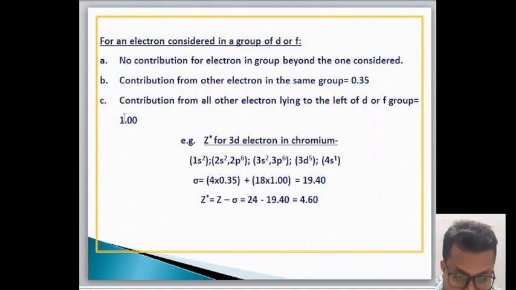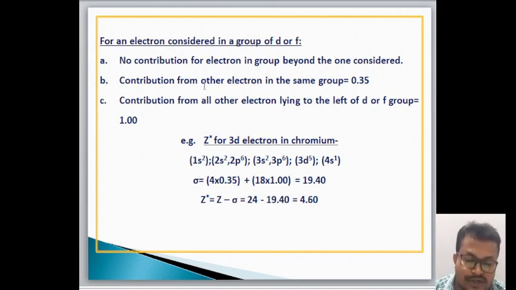Now, this is the second rule. Suppose an electron is present in a d or f orbital, or we are going to find out the effective nuclear charge for a d or f orbital electron, then we have to consider this rule. Similarly, the first point is the same for both these cases: no contribution for electrons in groups beyond the one considered. That means for the particular group for which we are going to find out the screening constant, we need not consider the electrons present beyond that group.